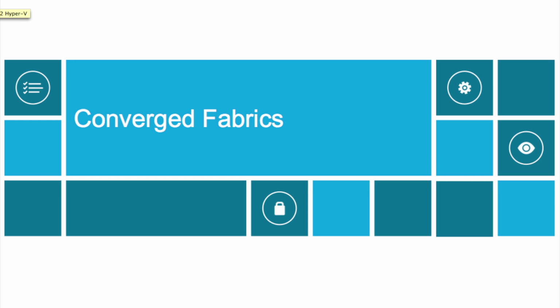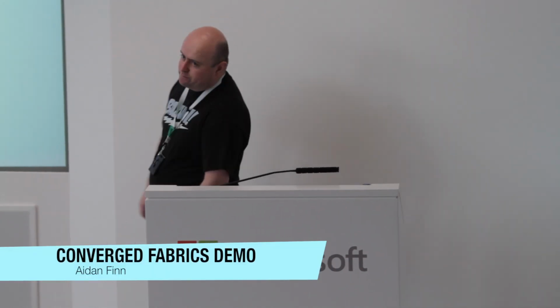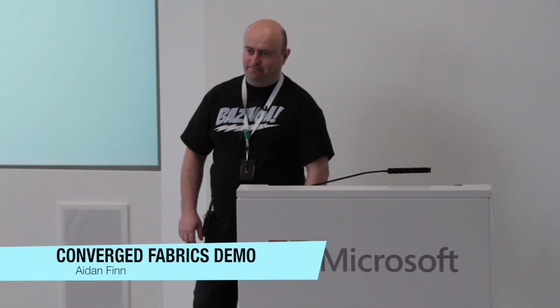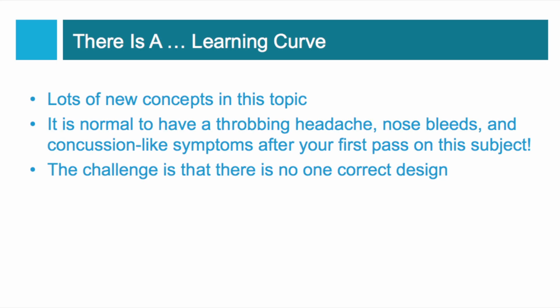So, first we're going to start talking about converged fabrics or converged networks. Fabric is basically a cloud computing term for a network. And there is a learning curve to what I'm about to present. When I teach this, I do warn people they are not going to grasp it the first time. This is the sort of thing that you have to come back over. I've blogged about this extensively. There are 100 pages in the Hyper-V book on this topic.